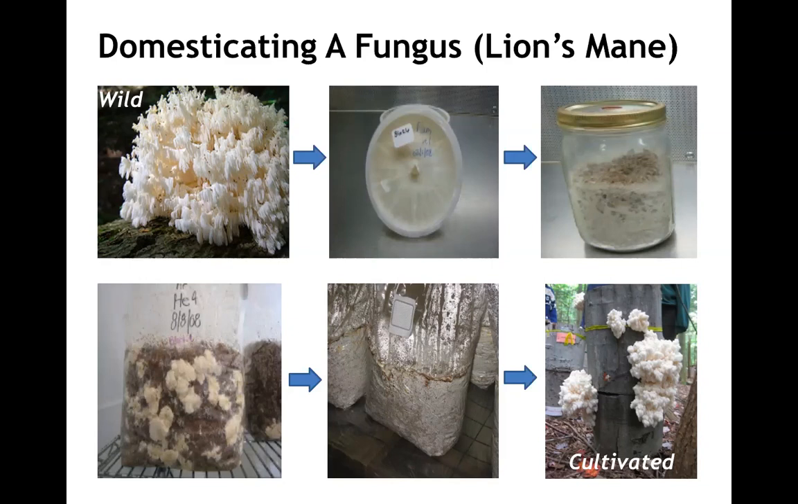From there, you can take little pieces of that and you can inoculate sterilized grain, which is what this is shown. From there, you can expand it even further into these sawdust bags, which are actually substrate that the company is designing to sell to you, so you can inoculate logs and grow more lion's mane.